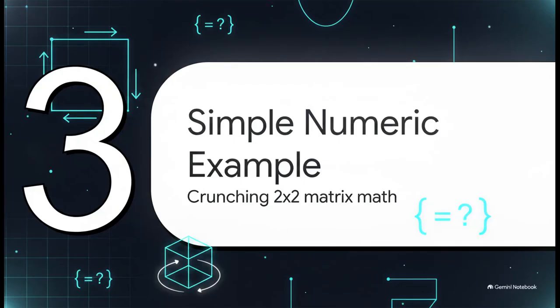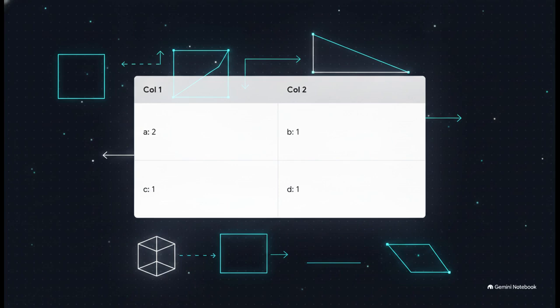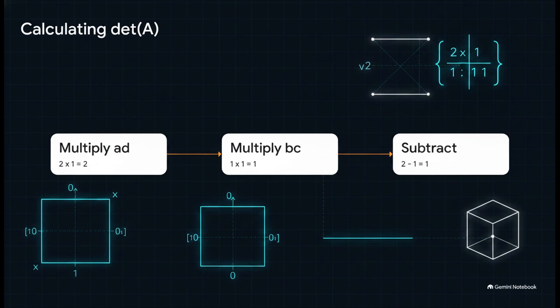Okay, Section 3, a simple numeric example, crunching the numbers for a 2x2 matrix. Here's the exact matrix we used in our last explainer, broken down into our 4 variables, A, B, C, and D. Our first column is 2 and 1, and our second column is 1 and 1. Let's run the math. It's super easy. We just multiply the diagonals and subtract.